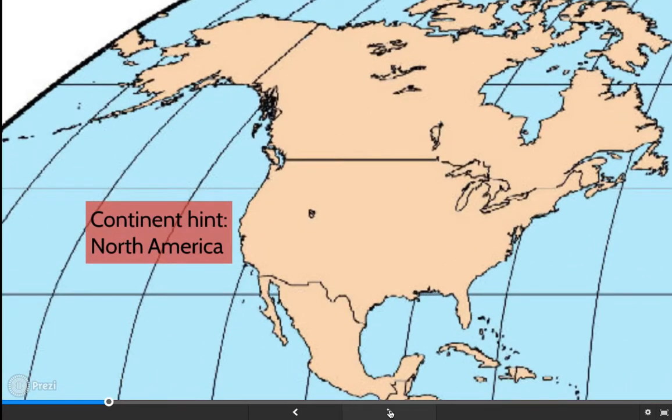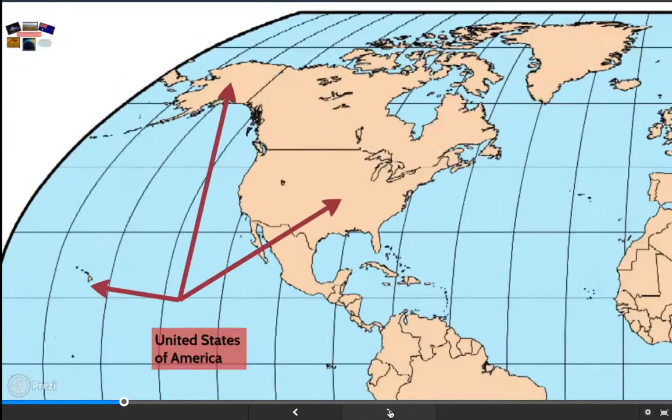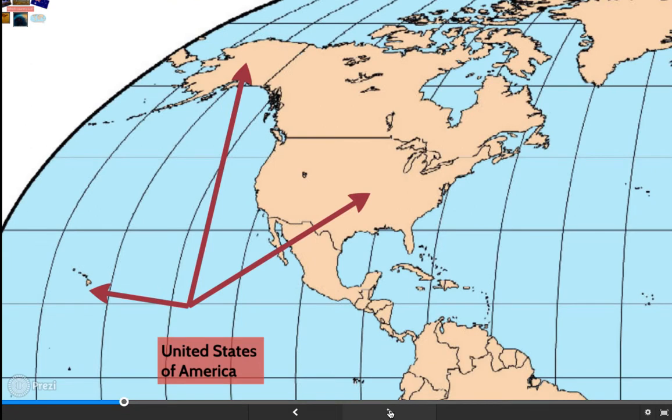And then I give a continent hint. And at this point, I have the kids guess which country it might be. And of course, for that one, they would recognize the United States of America, hopefully.